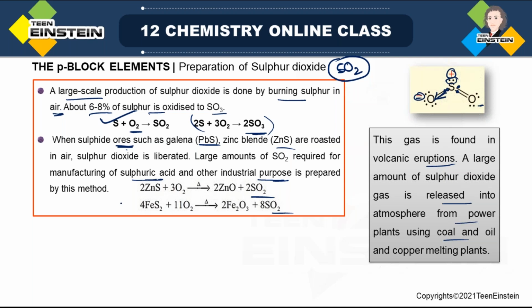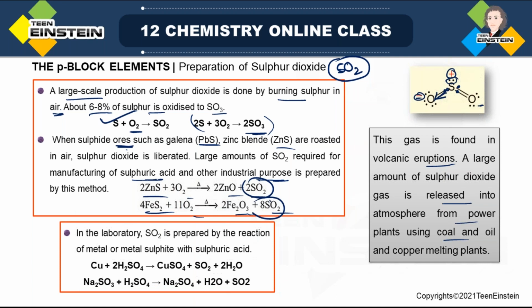Okay, so we have two reactions here, ZnS and FeS2. Both are sulfides, and in the presence of oxygen they are converted to oxides, Fe2O3 and ZnO. And this is actually the desired part here.